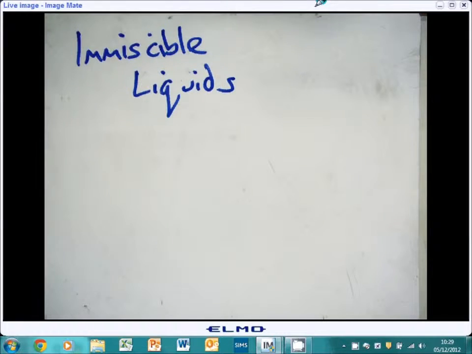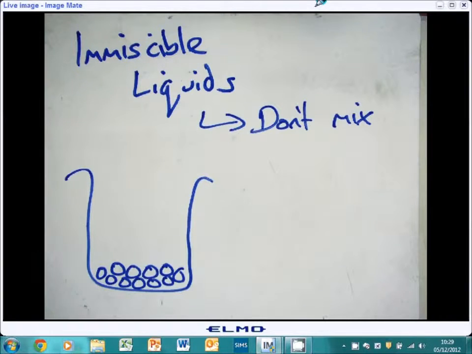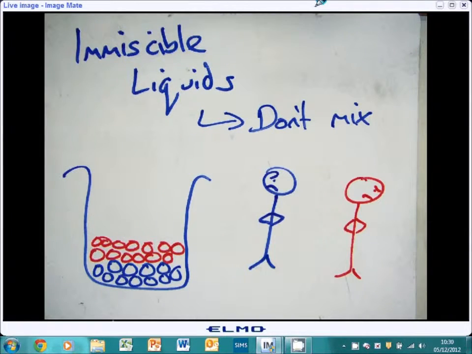The second one you need to know is immiscible liquids. That's exactly the opposite, they don't mix. So if I pour a liquid into this, they will form two separate layers. Just like that. These can easily be separated by using something called a separating funnel, which again I will show you in a minute. So nice and simply, immiscible liquids means they do not mix together.